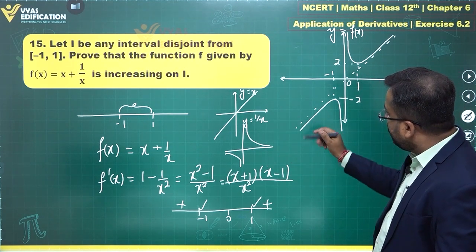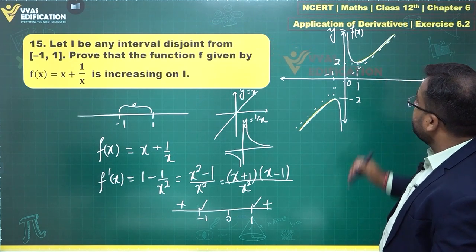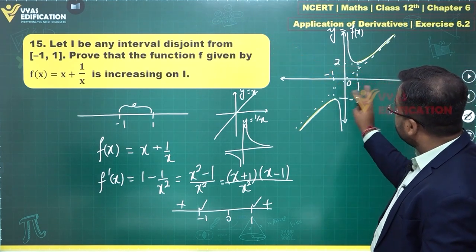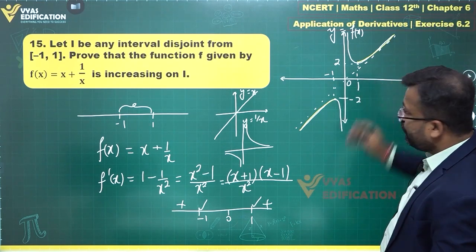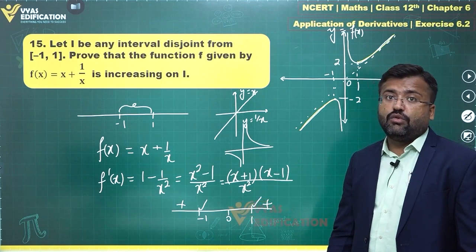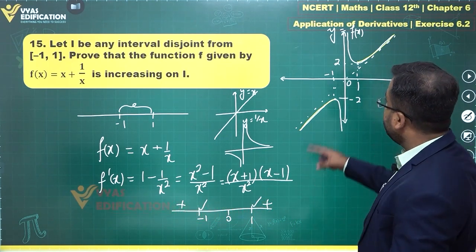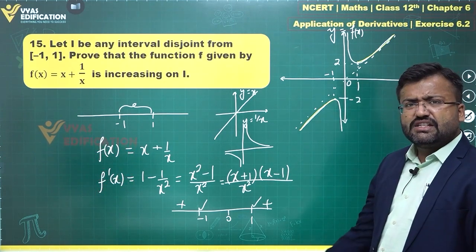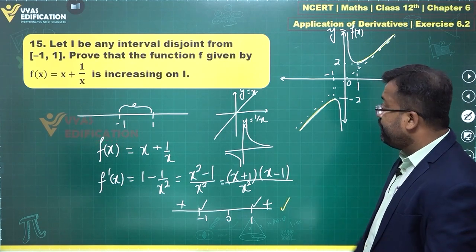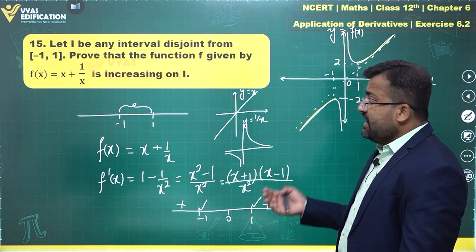From -infinity to -1, the function is increasing. Then from 1 to infinity, the function is increasing. And if you consider any interval which is disjoint from -1, 1, you will observe that the function is increasing throughout, if you analyze any interval. Right? Is that okay? Yes. Any interval disjoint from -1 to 1. Okay. Is that all? Yes, that is all that you have. We have proved that this is increasing on the interval I.